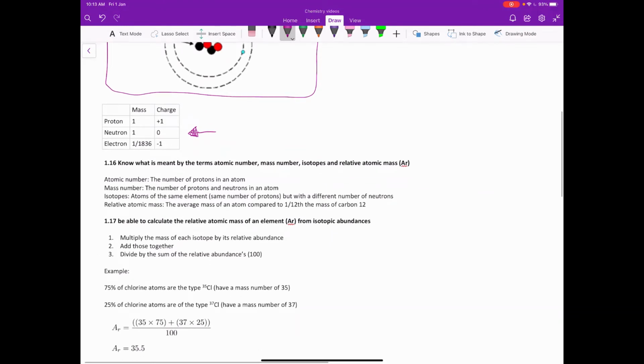And 1.16, know what is meant by the terms atomic number, mass number, isotopes, and relative atomic mass. Atomic number is the number of protons in an atom. Mass number is the number of protons and neutrons in an atom. Isotopes.